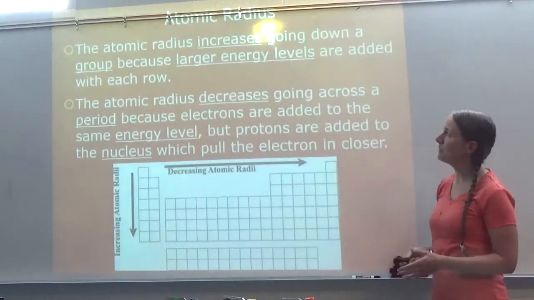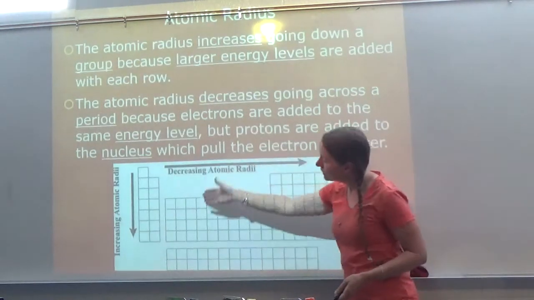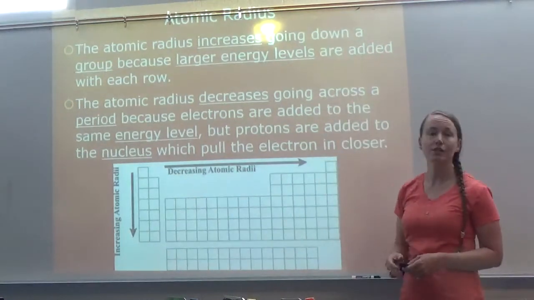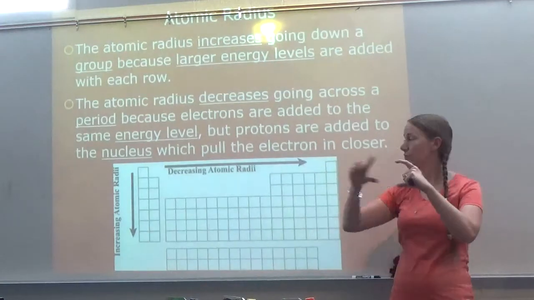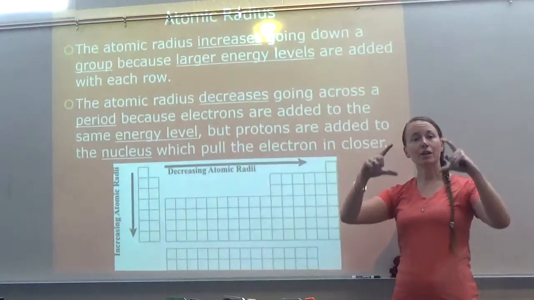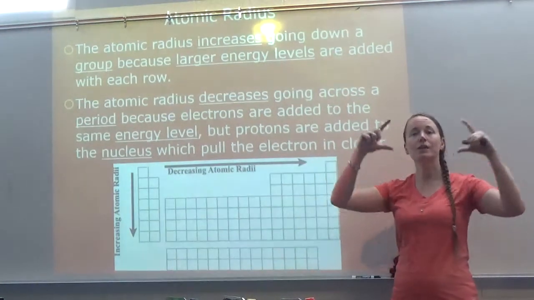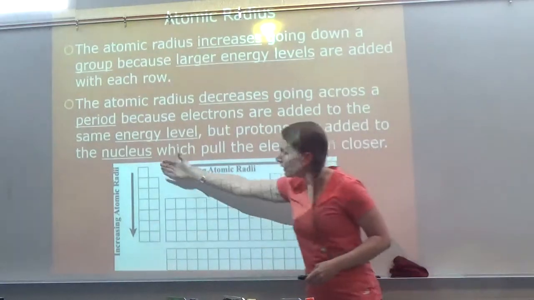Alright, so why does this happen? The atomic radius increases going down a group because larger energy levels are added. In the first row, you only have one energy level. If you move down to the second row, now you have a second one. If you move down to the third one, now you have a third one. So it's going to get bigger as you go down.